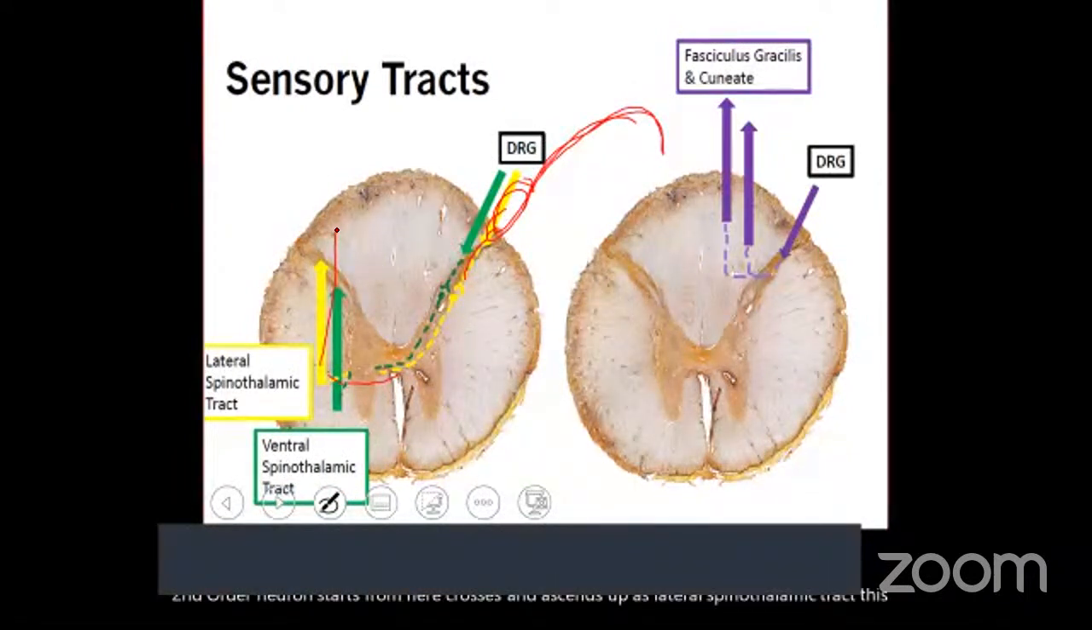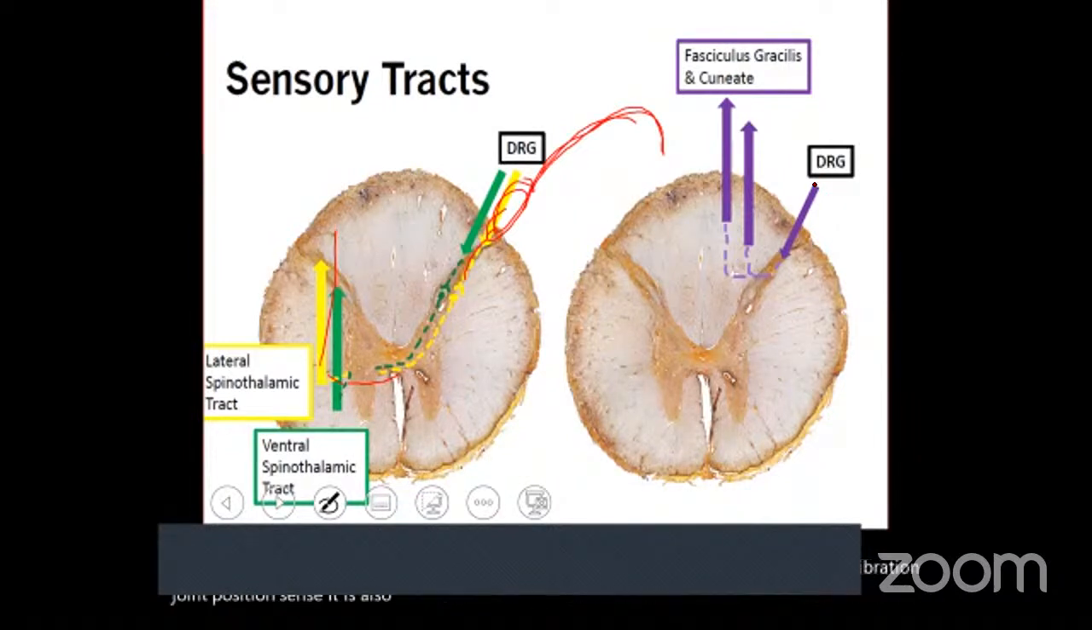Okay, that's important. The other sensation, proprioception, that is vibration and joint position sense, is also coming from the periphery, and after entering the spinal cord, it is ascending, not synapsing here. It is ascending up to the cuneate and gracilis nucleus, and there the second order neuron starts, crosses across as the medial lemniscus and ascends to the thalamus, where the second order neuron ends and goes to the third order neuron, which takes it to the parietal lobe for processing.